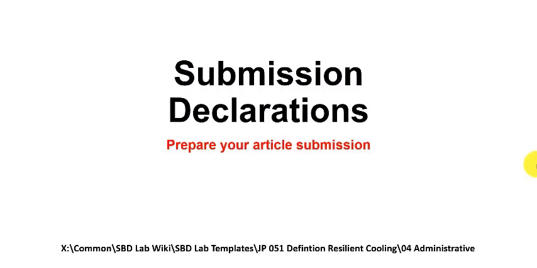Hi, this is a short tutorial about the submission declarations that you will need to prepare as part of your article submission. First of all, I invite you to visit the SBD Lab server on the Common, and from the Common locate the SBD Lab wiki and fetch the SBD Lab templates, and within the SBD Lab templates folder you'll find a folder called GP, standing for Journal Paper 051 Definition Resilient Cooling.